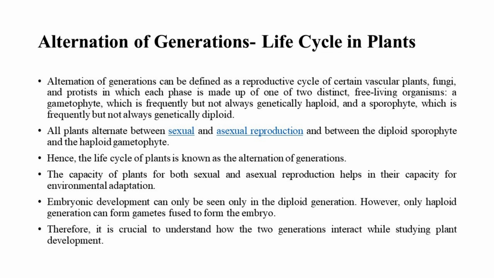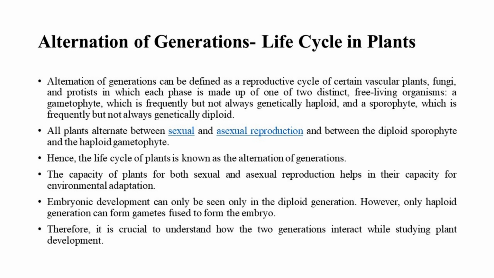Alternation of generations life cycle in plants. Alternation of generations can be defined as a reproductive cycle of certain vascular plants, fungi, and protists in which each phase is made up of one of two distinct, free-living organisms: a gametophyte, which is frequently but not always genetically haploid, and a sporophyte, which is frequently but not always genetically diploid.